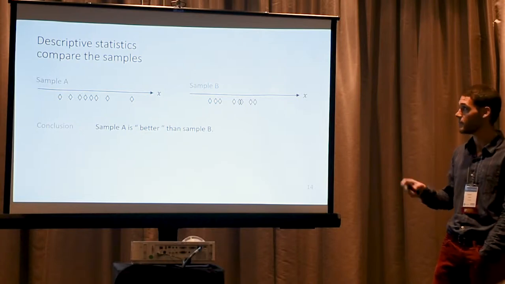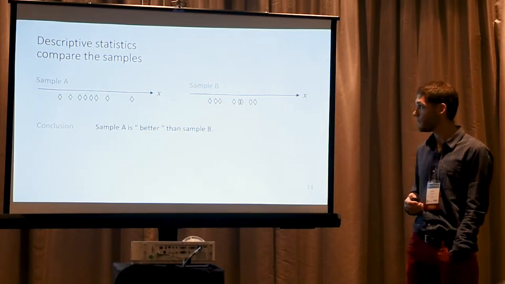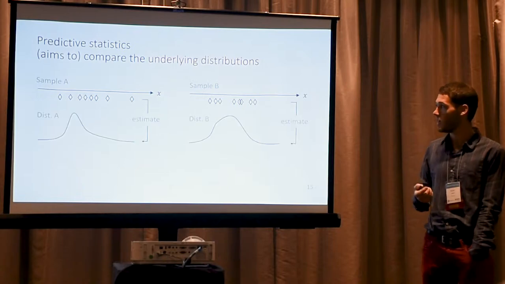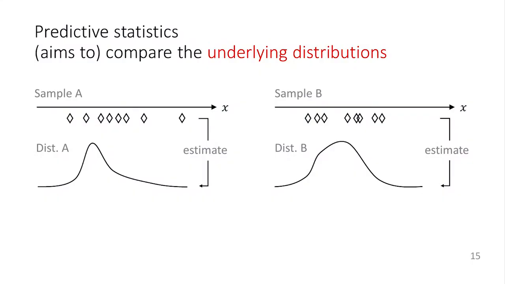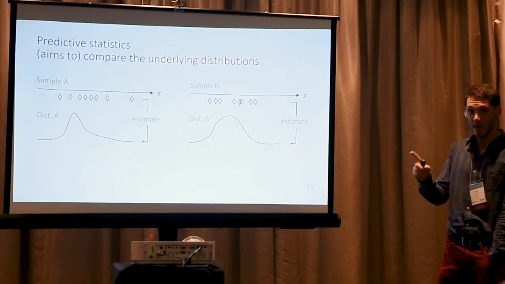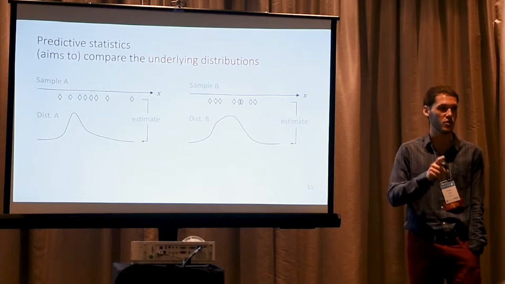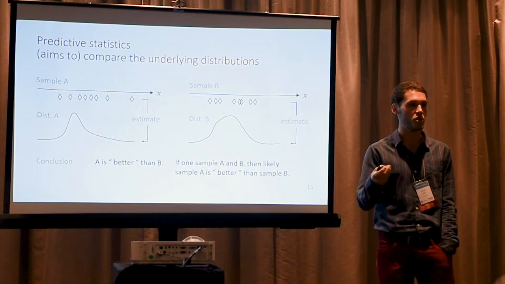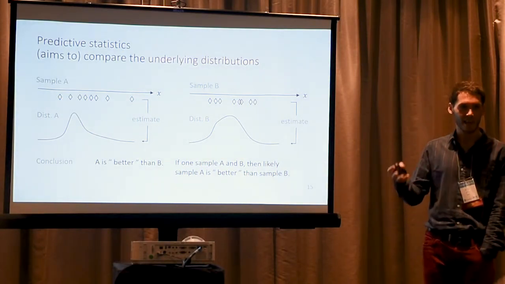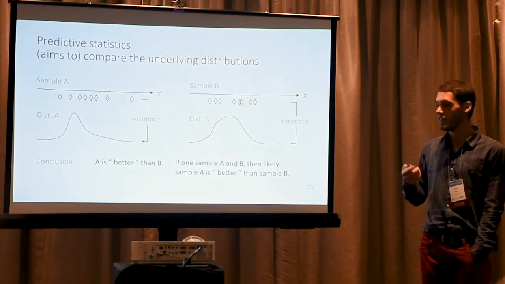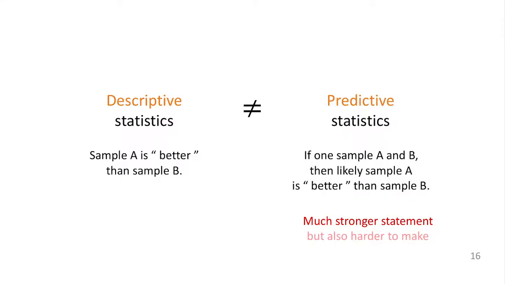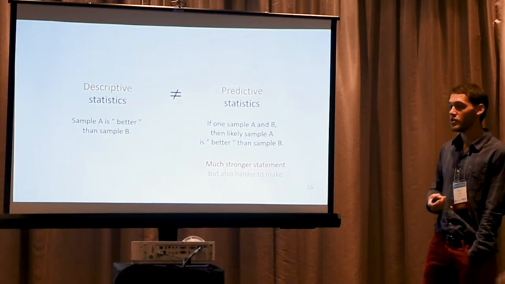And that's descriptive statistics. Now, if I'm trying to do predictive statistics, on the other hand, from my samples, I try to infer the underlying distribution from which the samples are coming. So typically, I will try to use some math to estimate this distribution from those samples, and then I compare not only the samples, but the distributions. And I will eventually make a claim such that distribution A is better than distribution B, and that means that if I were to sample those distributions anytime, then likely the sample A would be better than the sample B. And this is the type of claim we are interested in making. However, even though it is much stronger, it's also a much more difficult statement to make. So how can we do that?